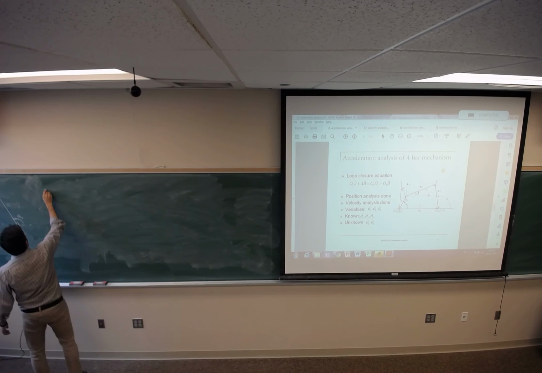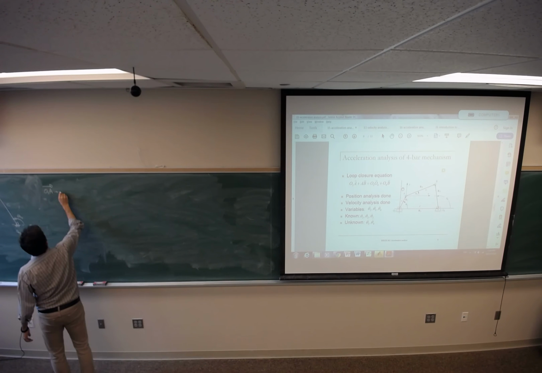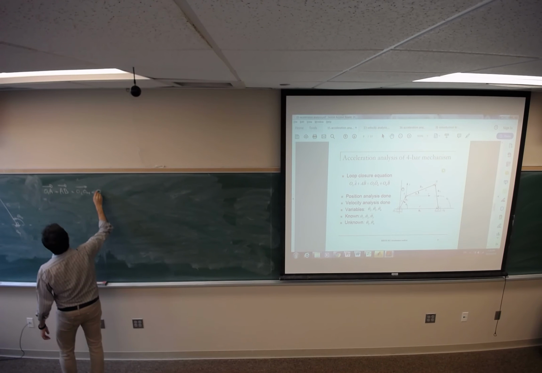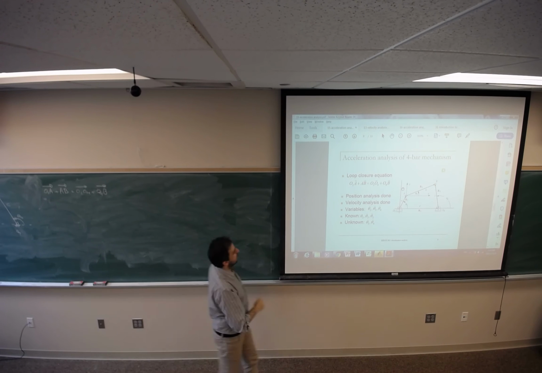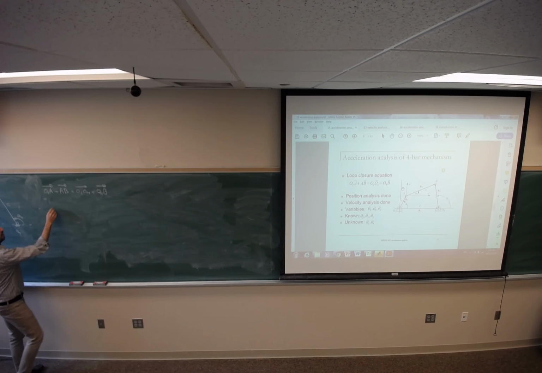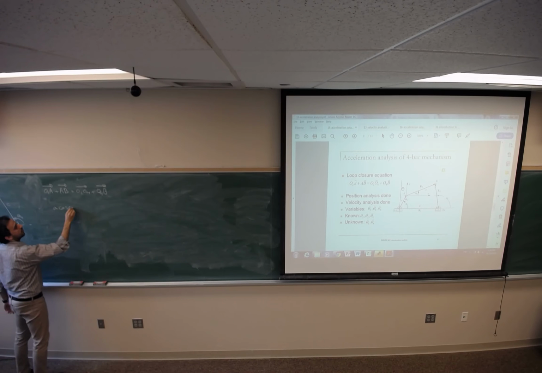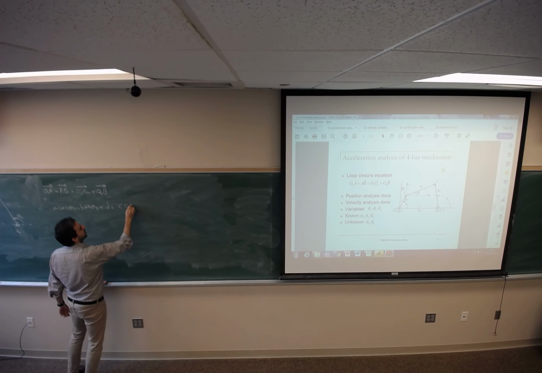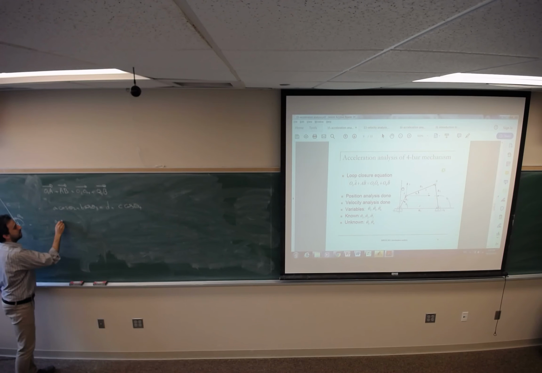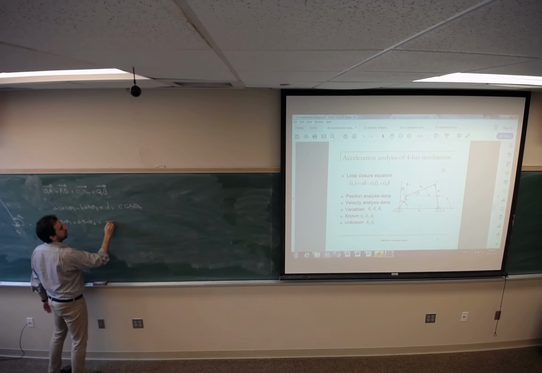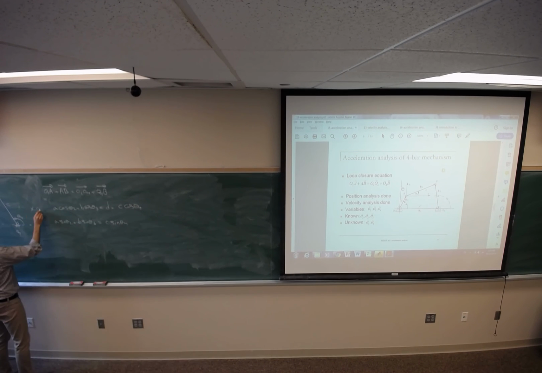So O2A plus AB is gonna be O2O4 plus O4B. So for displacement analysis, we got these two equations: a cosine of theta 2 plus b cosine of theta 3 equals d plus c cosine of theta 4. And a sine of theta 2 plus b sine of theta 3 equals c sine of theta 4. X component, Y component.